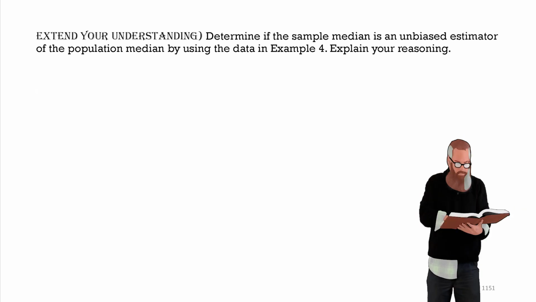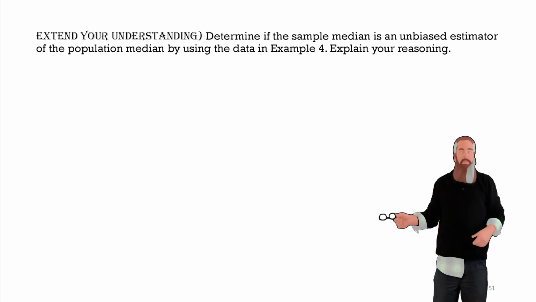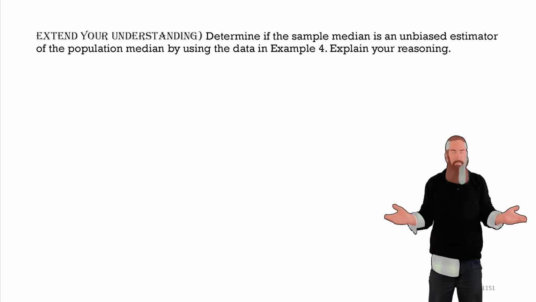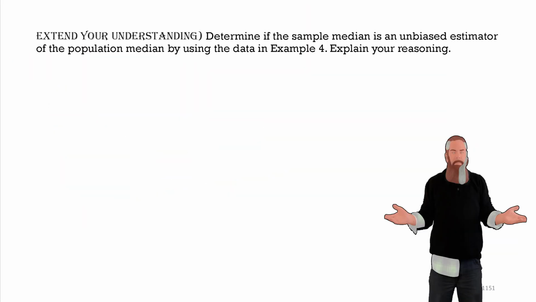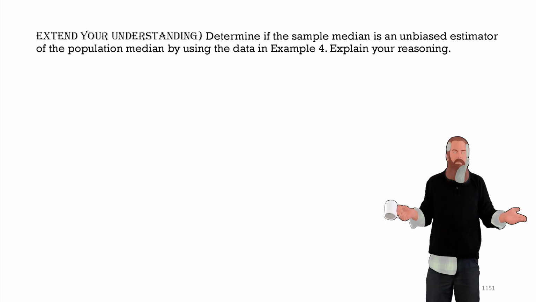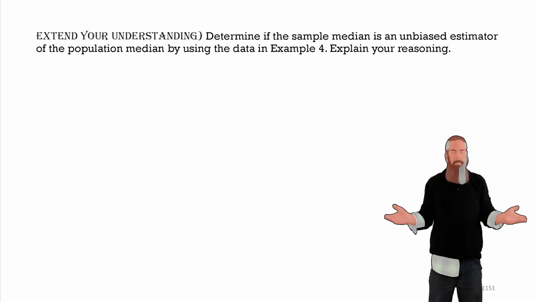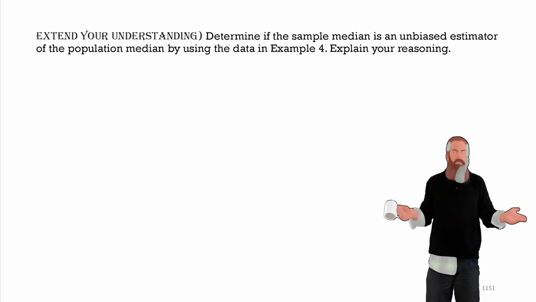Let's extend our understanding a little bit. Determine if the sample median is an unbiased estimator of the population median by using the data from example 4, and explain your reasoning. The median of the data is 6, and the mean of the 10 sample medians is also 6. Based on this, the median seems to be an unbiased estimator.